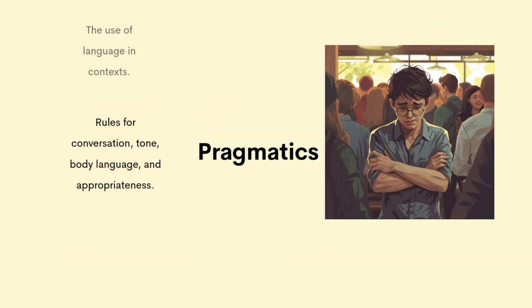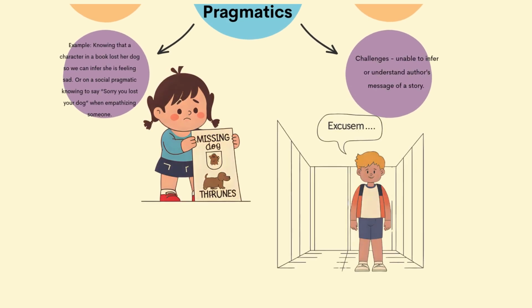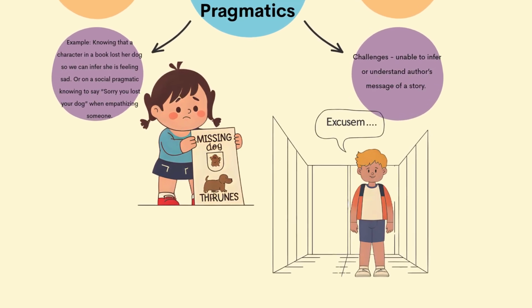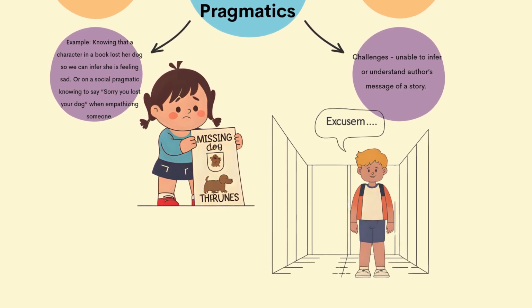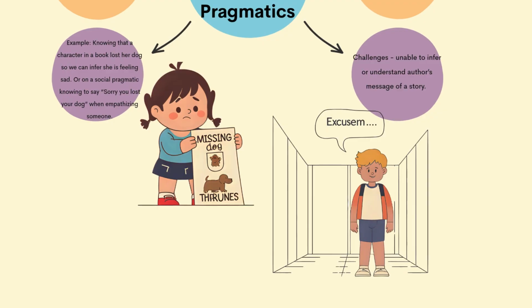Pragmatics is the study of how context influences the interpretation of meaning. It deals with what the speakers mean rather than just the words themselves and what they say, understanding how a character feels. An example would be that a character in a book lost her dog, so we can infer she's sad, but a child might not be able to recognize that. Or on the social pragmatic side, knowing to say, oh, sorry for your loss. I'm sorry you lost your dog, knowing to say sorry.